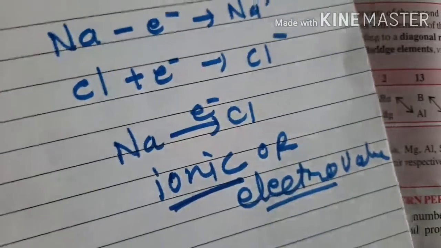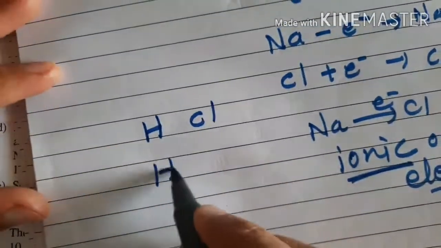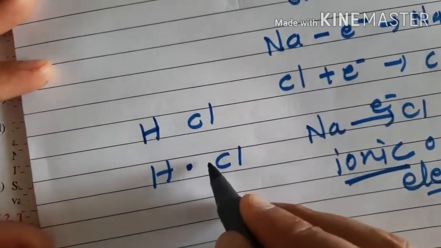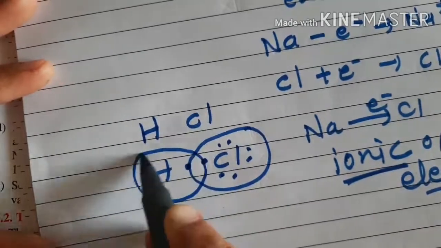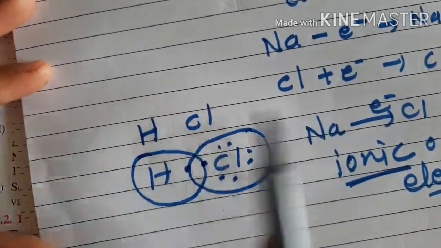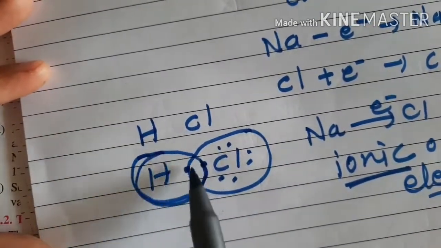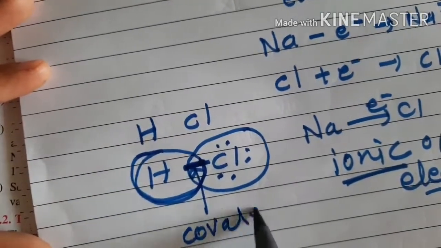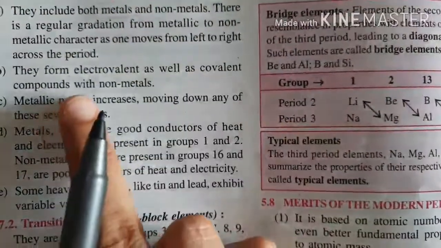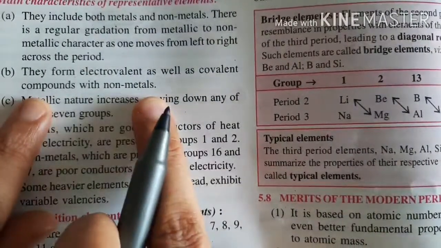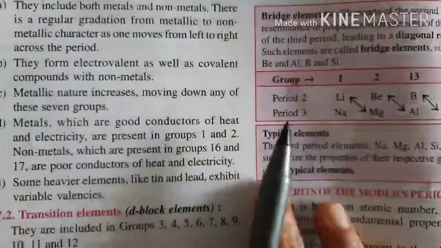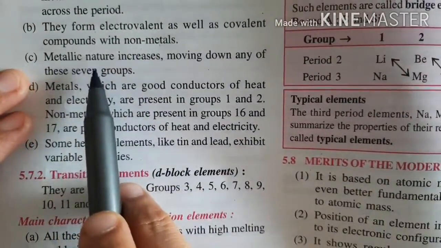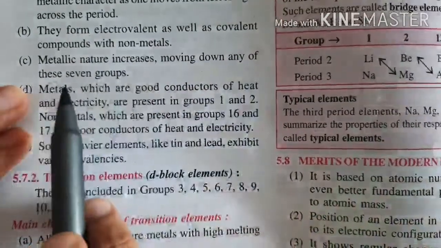Now the covalent compound, like HCl. Hydrogen has 1 electron and chlorine has 7 electrons in the outermost shell: 1, 2, 3, 4, 5, 6, 7. To complete the octet they share their electrons. Suppose I have one pencil and my friend does not have one, so between the two of us we share that pencil. In the same way, the bond formed by sharing is known as a covalent bond. So metals form electrovalent as well as covalent compounds with non-metals, like sodium and a non-metal.